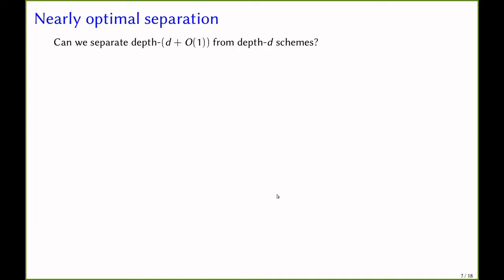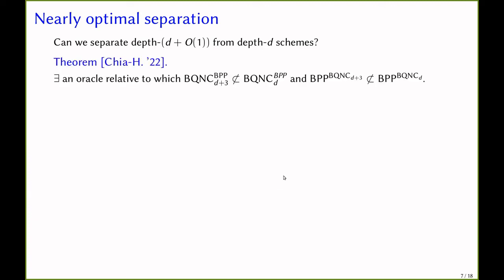So in this talk, we ask the question: can we separate a D plus constant hybrid scheme from a depth D scheme? It turns out in our paper, we show it is possible. We show that there exists an oracle relative to which a D plus 3 hybrid scheme is strictly more powerful than a D hybrid scheme.